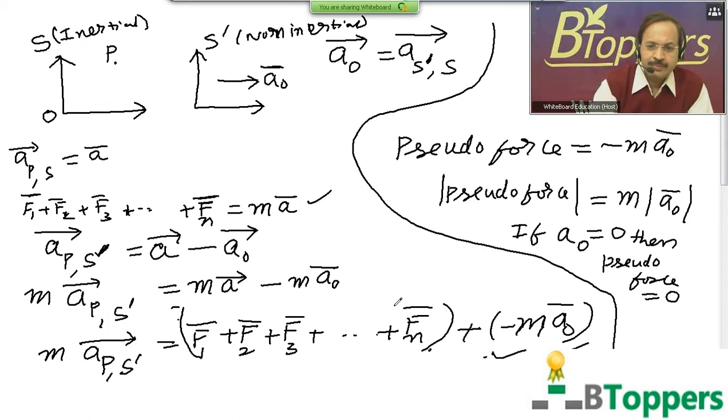That means what? If A naught is 0, if the acceleration A naught is 0, then the acceleration of the particle with respect to the frame S dash will be equal to A bar. Means same as the acceleration of the particle with respect to the frame S.